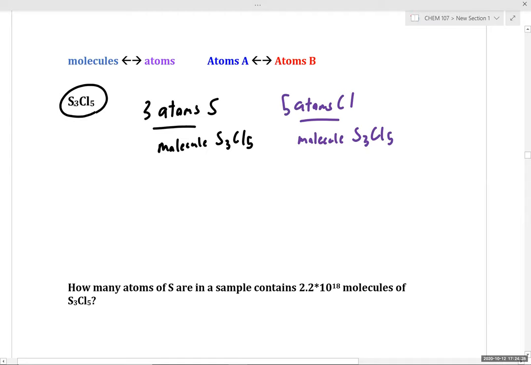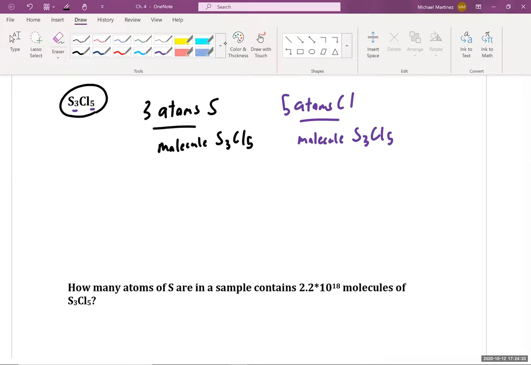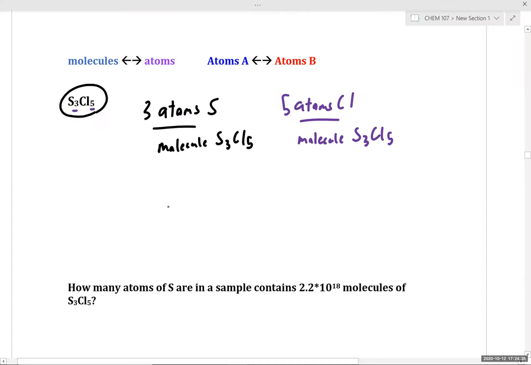Five, exactly right. We're just reading off our subscripts. Now, in addition to an atom to molecule ratio, we can also generate an atom to atom ratio. So from our formula, how many atoms of sulfur do we have per how many atoms of chlorine? What's our atom to atom ratio? 3 to 5. Yep, exactly right. We have 3 atoms of sulfur per 5 atoms of chlorine.